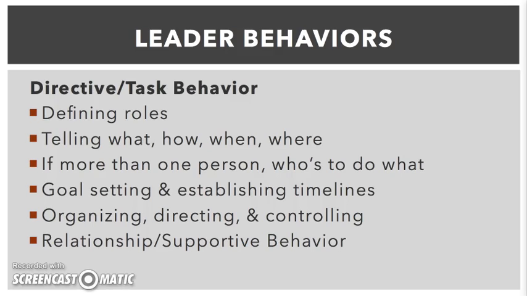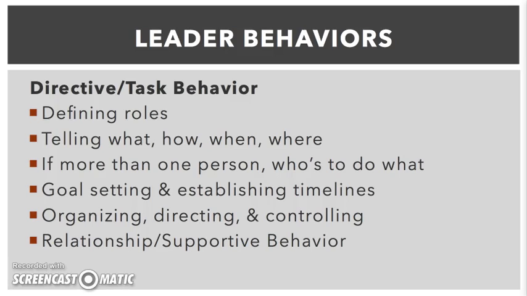Now let's again speak specifically about these directive or task behaviors. Again, defining roles, telling what, how, when, where. If there's more than one person, it's who's to do what, right? It's about goal setting and establishing timelines. It's about organizing, directing, and controlling, which is very different than the relationship or supportive behavior that we're going to talk about in just a second.